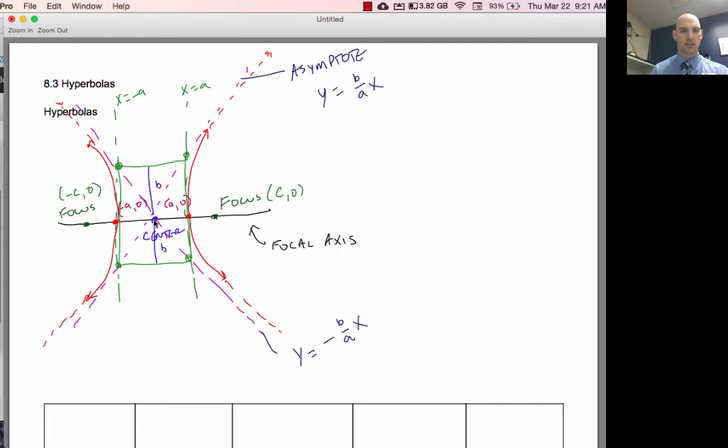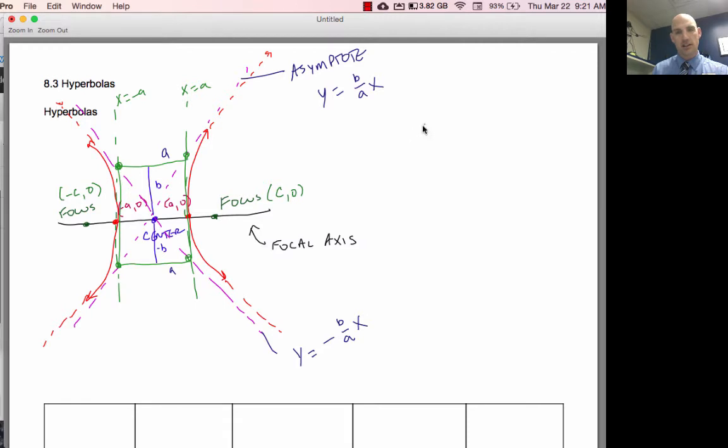Well, think about it like this for a second. Slope is rise over run, correct? So if I go up b and over a, there's my slope, right? So up b over a. Or if I go down b over a, this would be like a negative b distance, down b over a, that's the slope of this asymptote line. Keeping that principle in mind, those are my a, b, and c distances in a hyperbola.